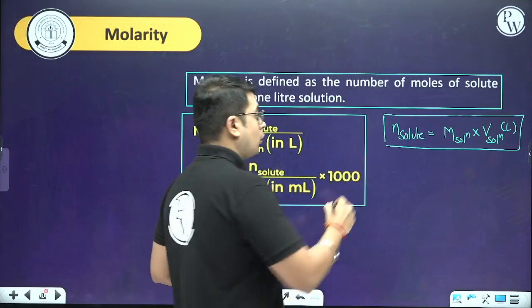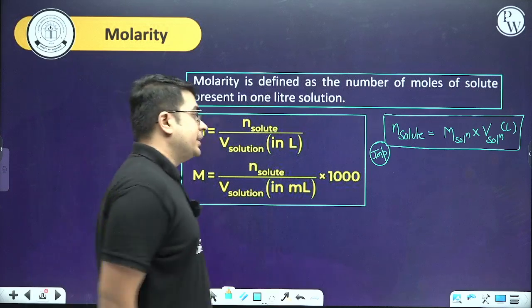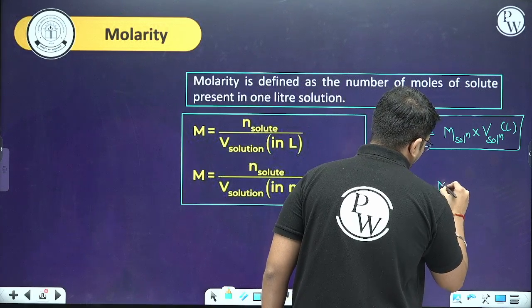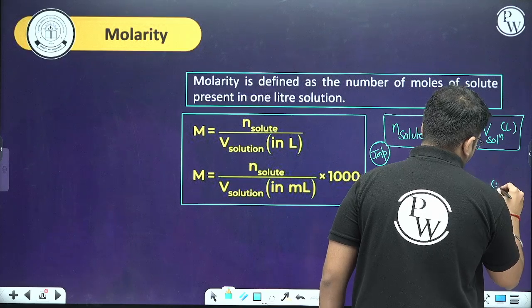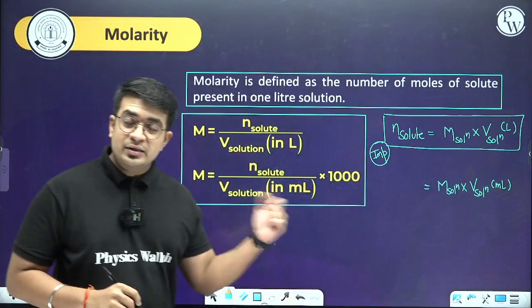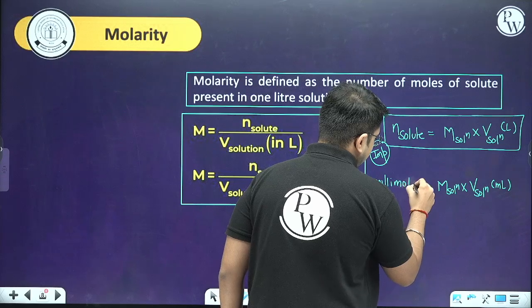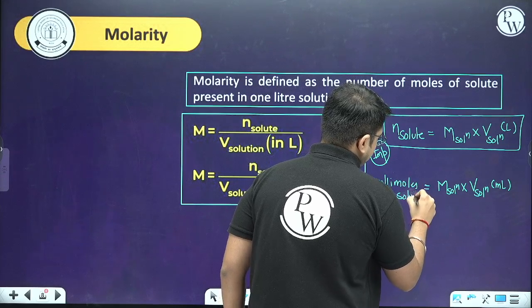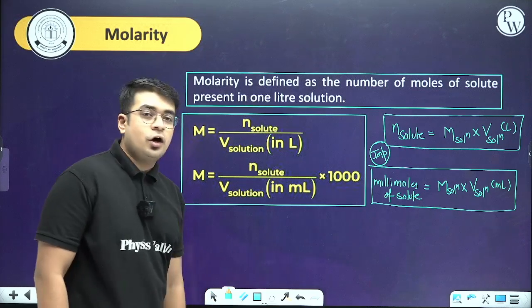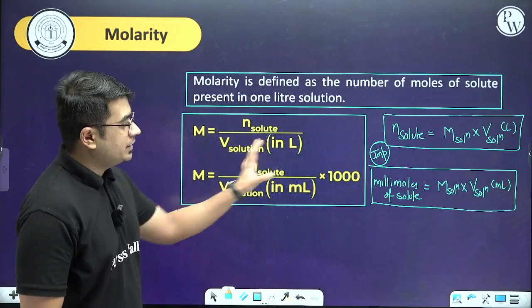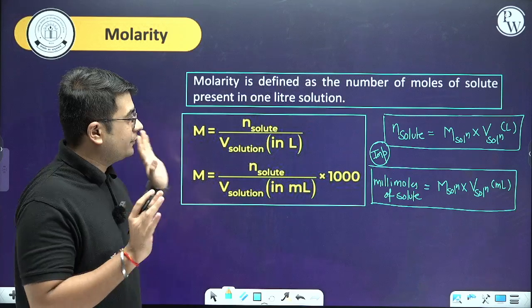There is another formula which is very important and very relevant when we talk about the calculation. Let's say we have the molarity of a solution, but the volume of solution is in ml. So always remember, when the volume is in ml, we are talking about the millimoles of solute. These are the two things you have to understand whenever you are dealing with questions of moles. I hope this entire part is clear. Both equations are very important when we talk about the calculation part. I hope everything is clear to everyone.